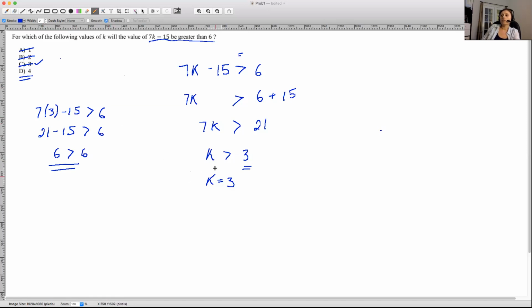So k has to be more than 3. It cannot be equal to 3. It has to be more than 3. Therefore, the answer is D, or 4.